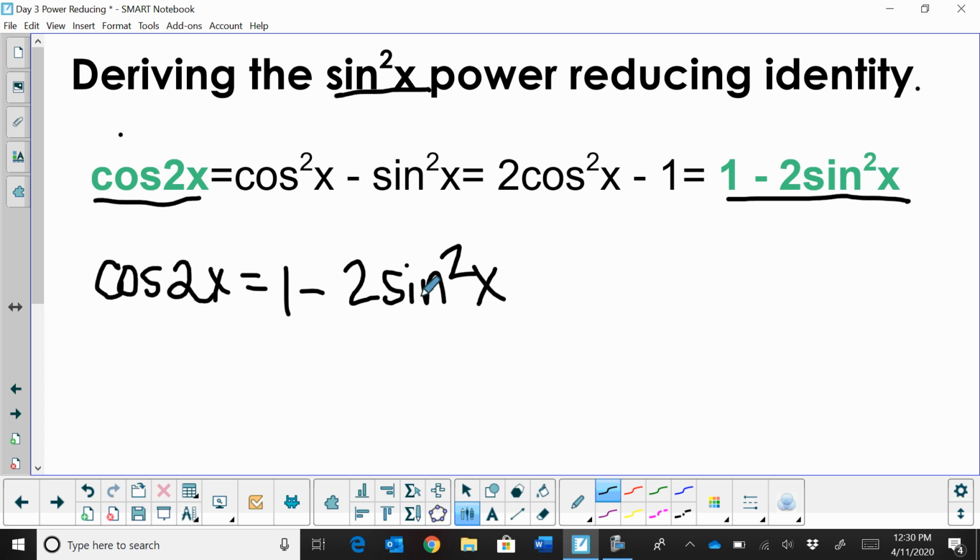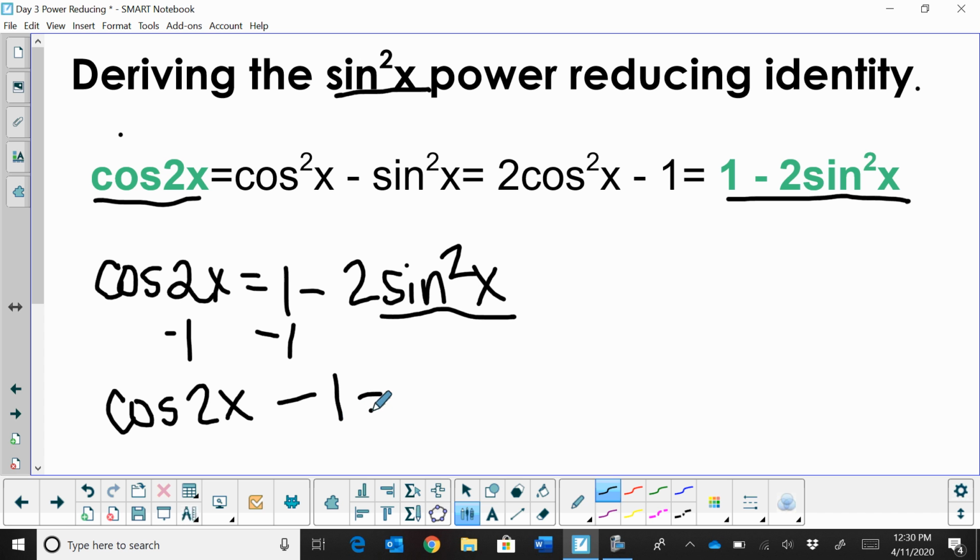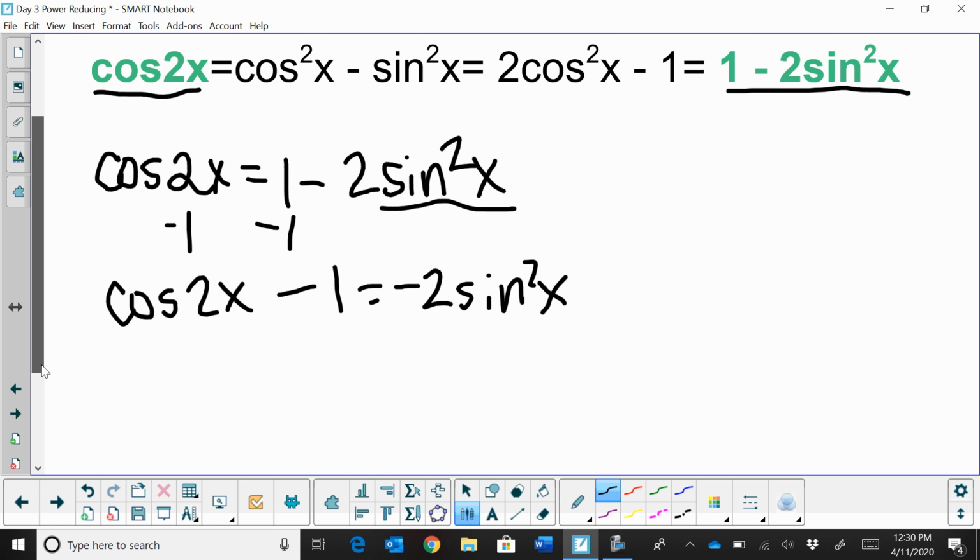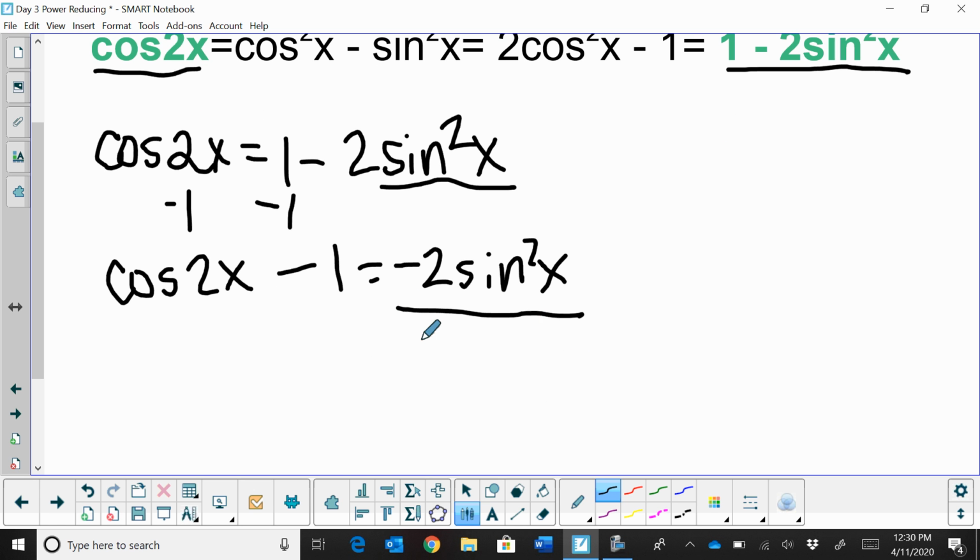Now we want to isolate sine squared. So what's the first thing we're going to do? We're going to subtract 1 from both sides, and that gives us cosine of 2x minus 1 equals negative 2 sine squared x. Now let's divide everything by negative 2 to isolate sine squared.